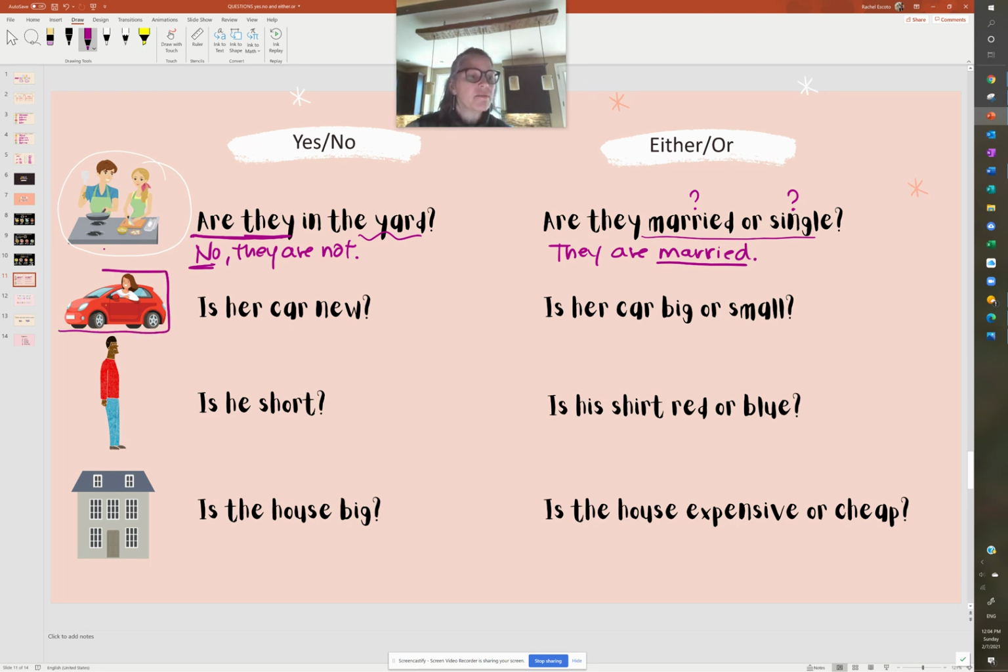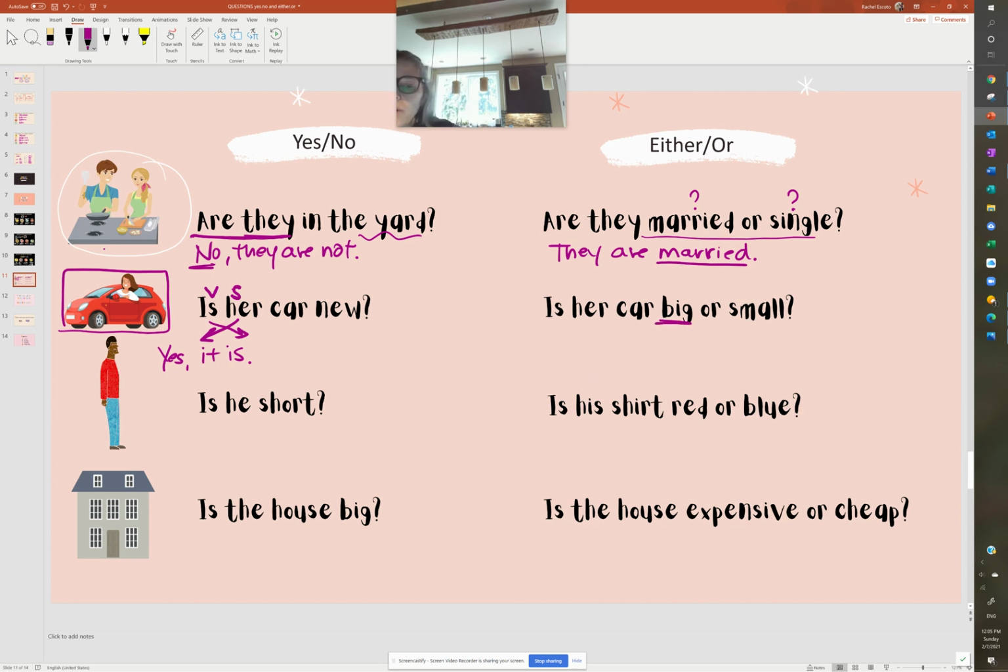Okay. How about this one? Look at this picture. Her car is new. Beautiful car. Wow. So we have our subject and our verb. Sorry, apologies. Our verb comes first and then our subject in the question, right? Is her car new? Well, we're going to say yes, it is. Or we could say yes, her car is new. That was a yes, no question.